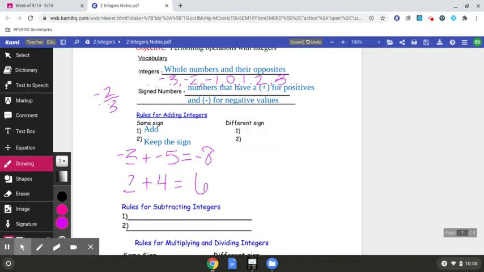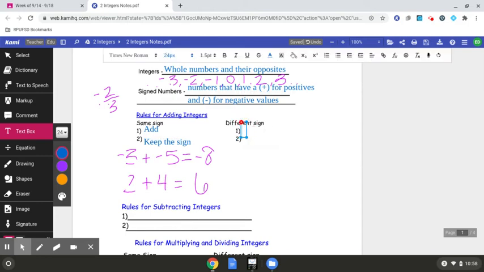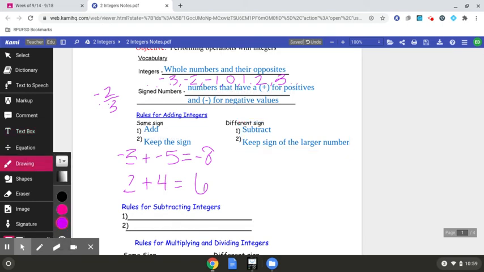Okay, now what if we have different signs? So different signs, okay, we are going to subtract our numbers, and then what we're going to do is keep the sign of the larger number. So let's say, for example, we have 3 plus -4. We're going to subtract those numbers. 4 minus 3 is 1. And 4 is a larger number than 3, and it's negative, so we say -1 is our answer.